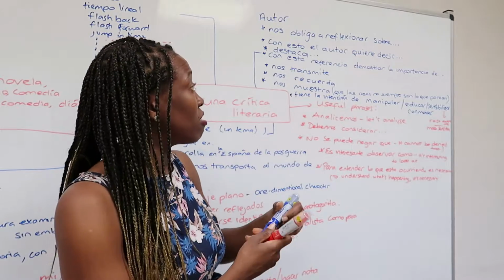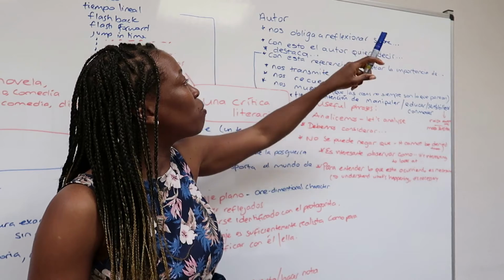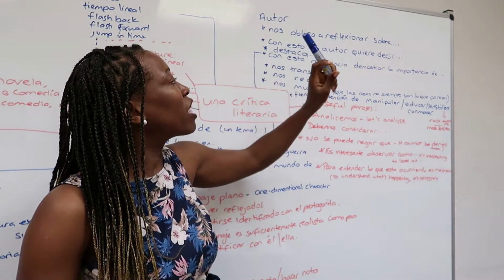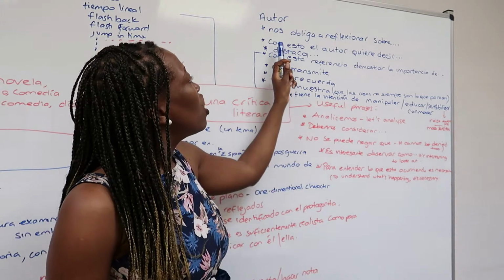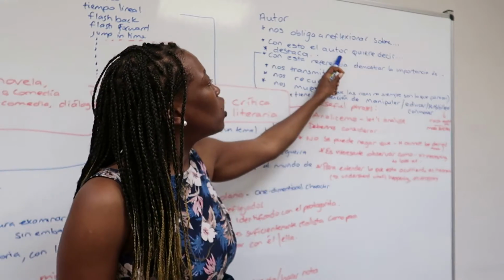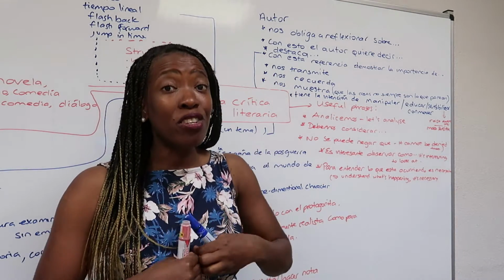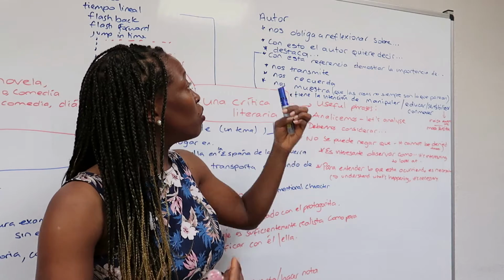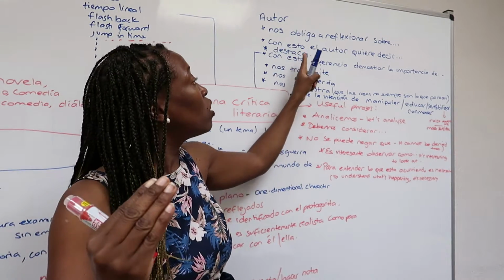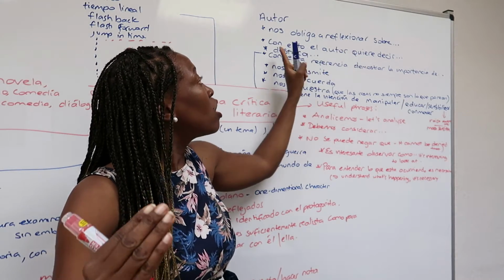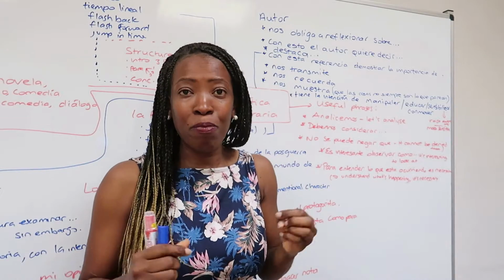I like that sentence a lot. Okay, so you can just jot that down. Nos obliga a reflexionar sobre. Okay, he forces us to reflect on or to think about. Okay. Con esto, el autor quiere decir. So perhaps you've mentioned something and you want to elaborate by saying, with this that I've mentioned, con esto, el autor quiere decir. With this, the author means, maybe it has multiple meanings.